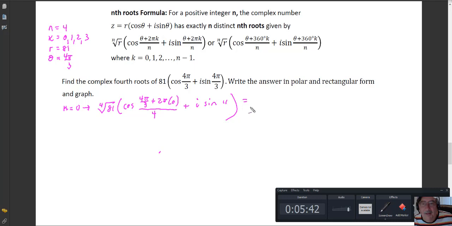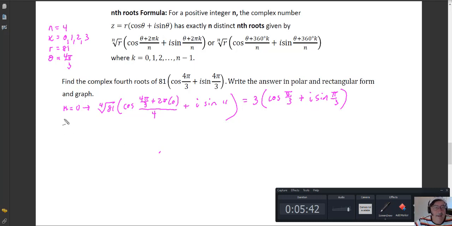It is going to be a nice 3 times the cosine of 4 pi over 3, plus 0, divided by 4, is going to be 4 pi over 12. So this first angle is going to be pi over 3, this first of 4 fourth roots, plus i sine pi over 3. So there's the first answer in polar form.